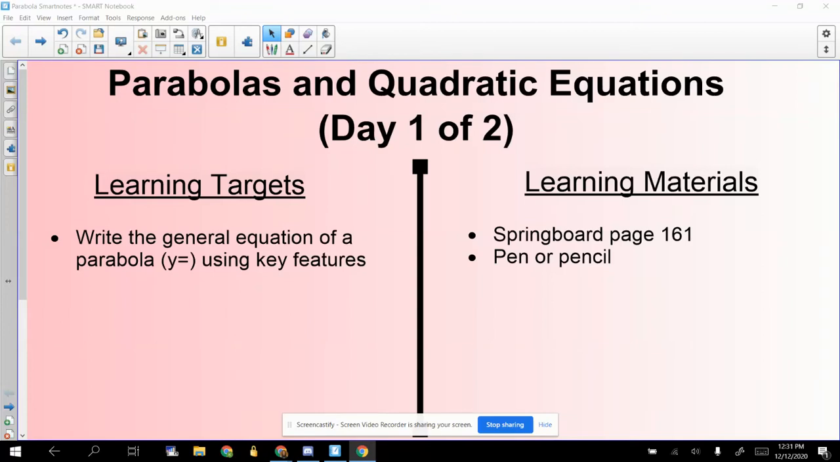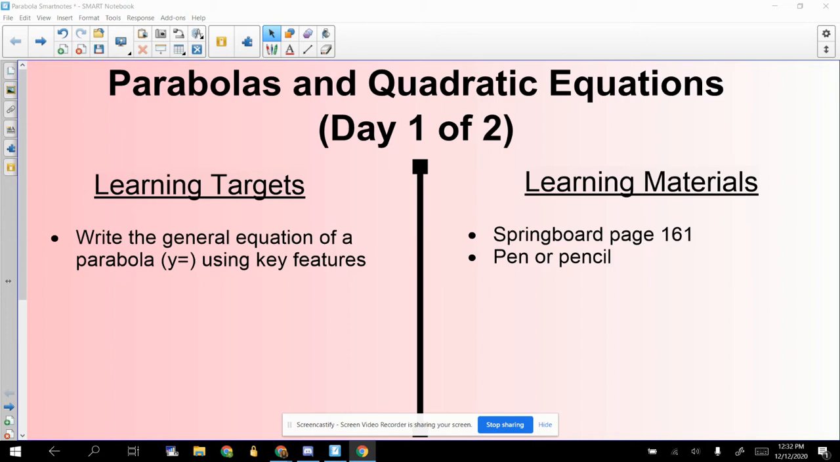Hi guys, welcome back. Today we are going to be talking about parabolas and quadratic equations, and we're actually going to spend 2 days on this. And I know you're probably thinking to yourself, we've been working with parabolas and quadratics for a while now, Miss Baumgartner, you're crazy. But we are actually going to dive a little bit deeper and do something new with this.